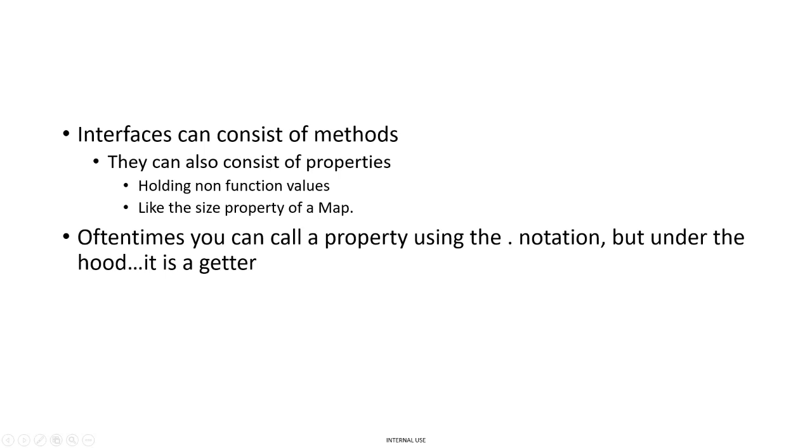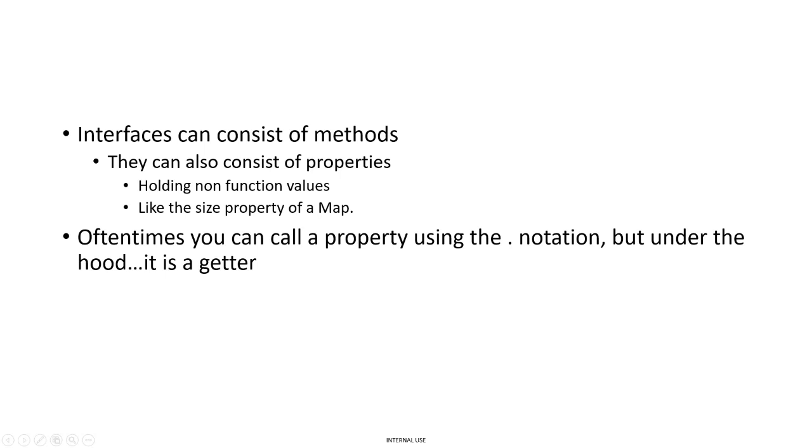In the case of a map, you use map.size, and you're going to get the number of key-value pairs in that map. Those are properties. They hold non-function values. But you do have methods too. Like if you call .toString, that is a function. You could say that that's a method of that interface, of that class, or what have you. But oftentimes you can call a property using the dot notation, but under the hood, it is a getter.